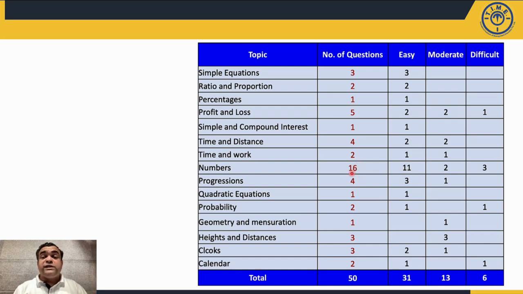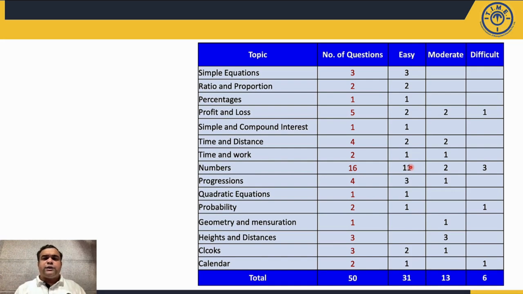Those kinds of questions were asked. But out of these 16, look, 11 questions were categorized as easy, but these 3 questions were really difficult. Probably only if you had solved those kinds of questions could you have answered them. Some questions were based on factors, remainders. So the strategy was, in numbers you could have easily attempted these 11 questions. The remaining difficult ones, or wherever the time investment is more, you could have skipped.